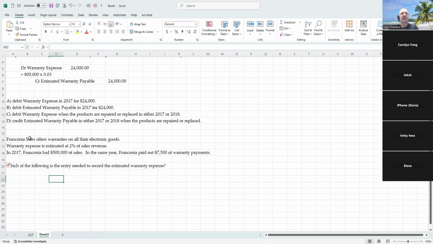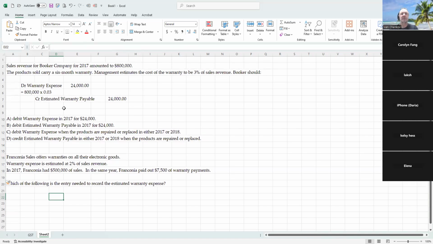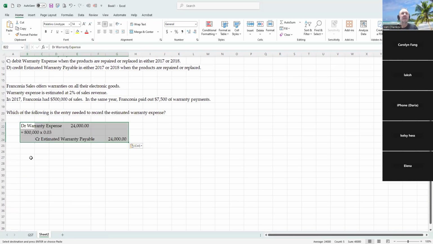So first, the company offers warranty for their electronic goods. Warranty expense is estimated at 2% of the sales revenue. In 2017, this company has 500,000 in sales. In the same year, they pay 7,500 in warranty payables. Let's do those transactions. What will be the first transaction? First transaction is going to be obviously the same. That will be for the warranty expense. Debit warranty expenses, credit estimated warranty payable.